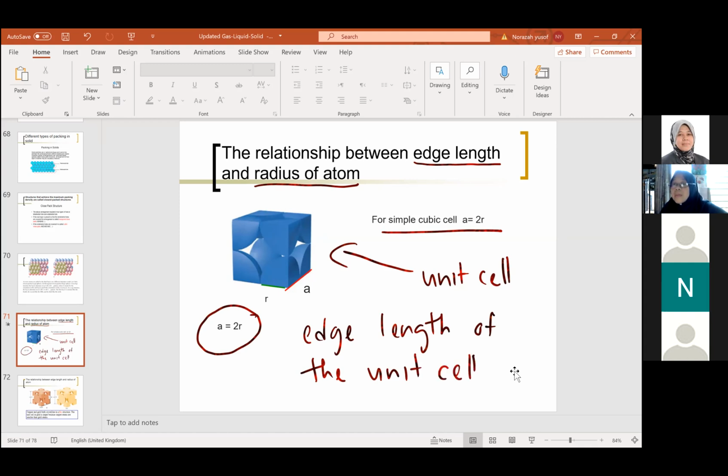Okay, so it can be represented as D or just as edge length. You must know it doesn't always have to be A. In this slide, it is A, so A equals R. R is the radius of this particular atom. So R is between here. So that is simple cubic, this one.